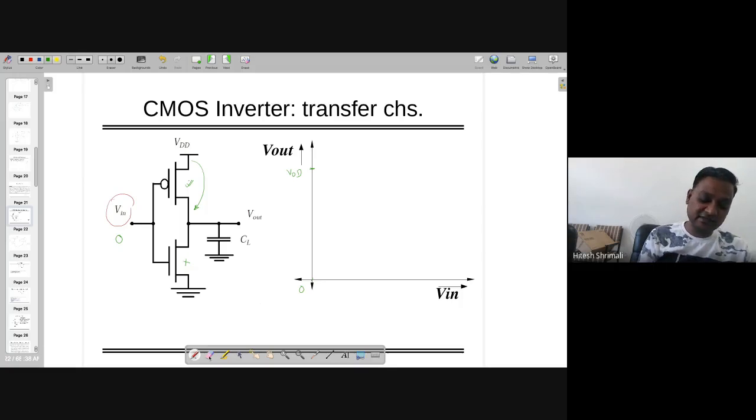Now let's consider the reverse condition where the input is VDD, and the output will become 0, with the fact that digital logic 0 is strongly transferred by an NMOS, whereas PMOS is off, so it will be 0. If you draw this, it will be something like this.